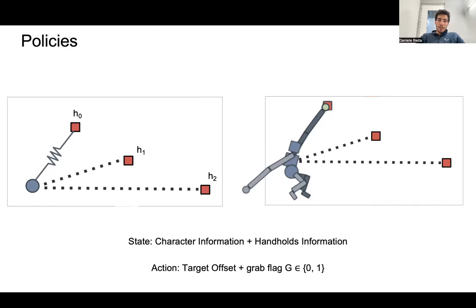Now, to learn the simplified and full model policies, we first need to decide on state and action representations. We will quickly review this because the choices here really do matter.